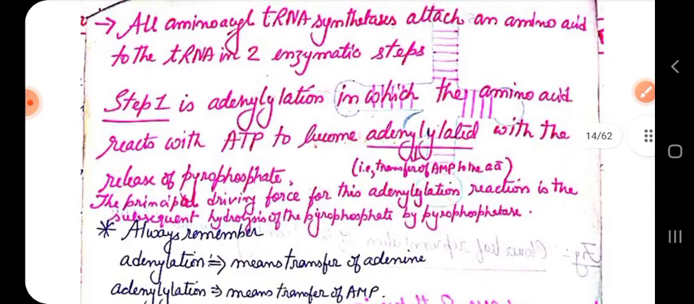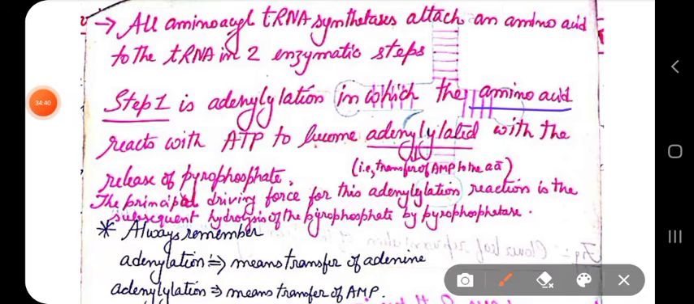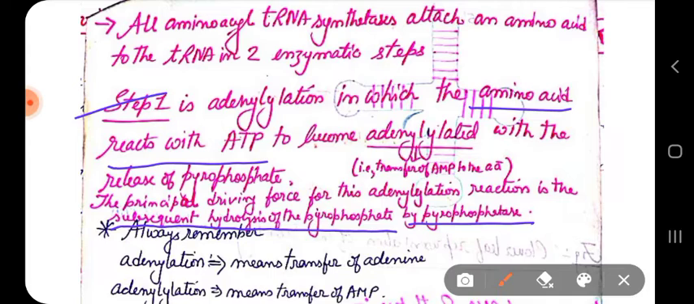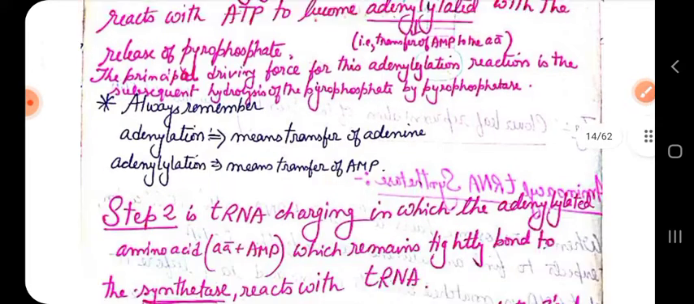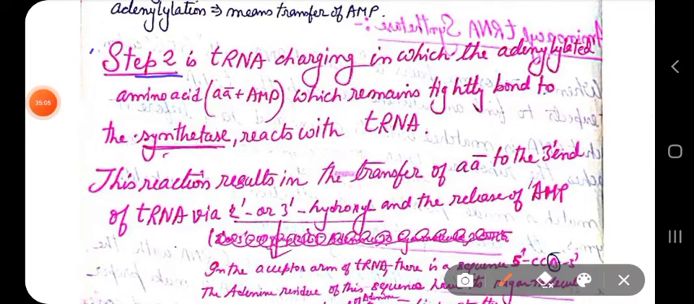So in the first step, we can see that the amino acid reacts with ATP and forms aminoacyl-AMP. That means the amino acid attaches to the AMP molecule with the release of inorganic pyrophosphate. The main driving force for this reaction is the hydrolysis of that pyrophosphate by pyrophosphatase, which was released at that time.